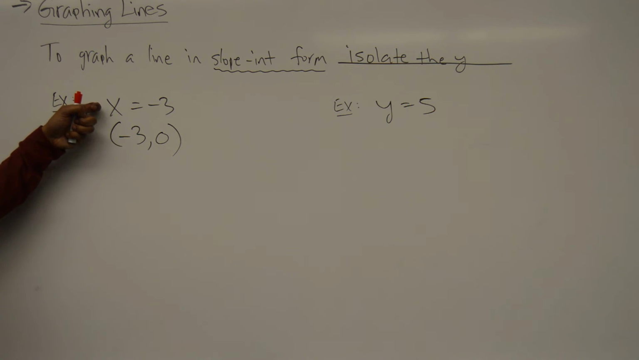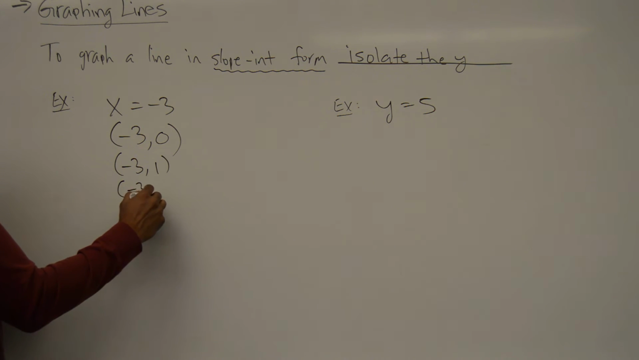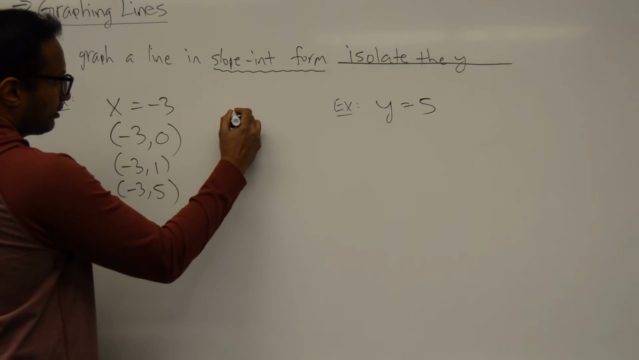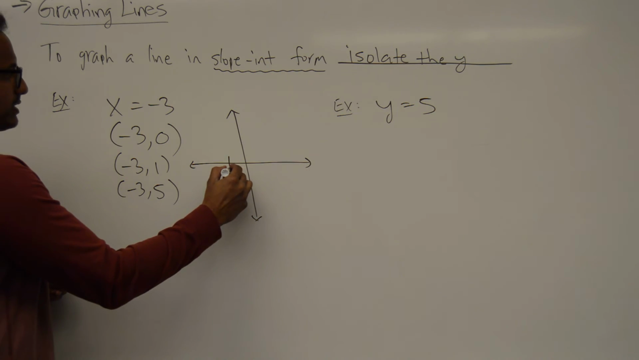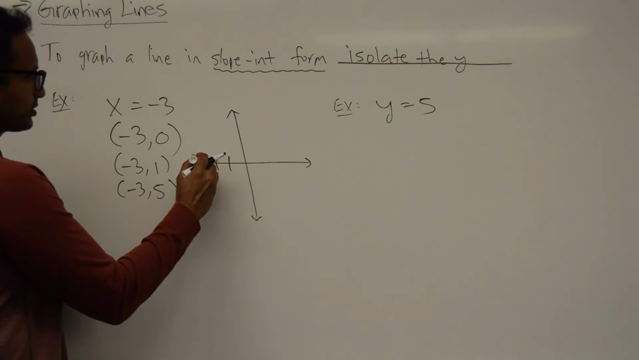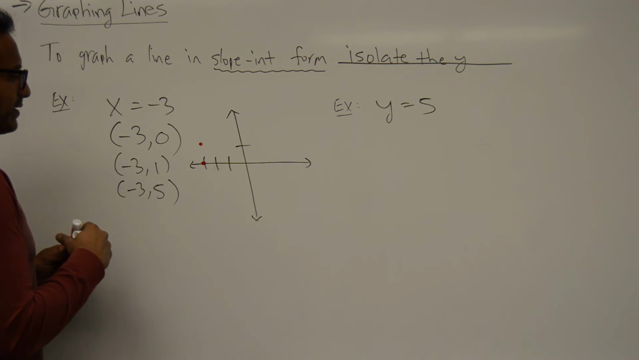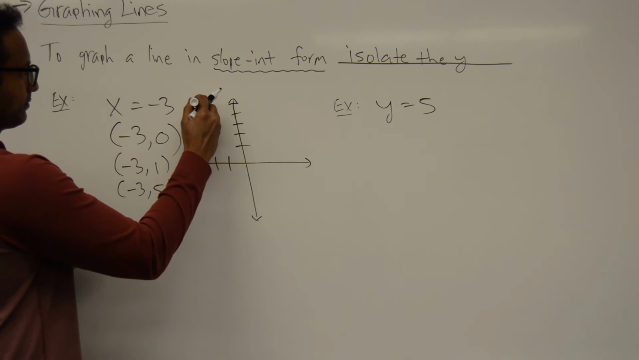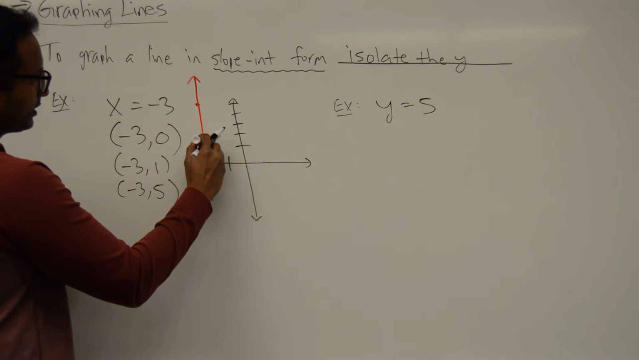So x equals -3, the x value is fixed. Another point could be -3, 1. Another point could be -3, 5. It doesn't matter what the y value is, as long as the x value is fixed at -3. What does this line look like? Let me just graph the points that I have here. I have x equals -3 and y equals 0. Then I have x equals -3 and y equals 1. Then I have x equals -3 and y equals 5. If I graph that, it'll give me this vertical line.